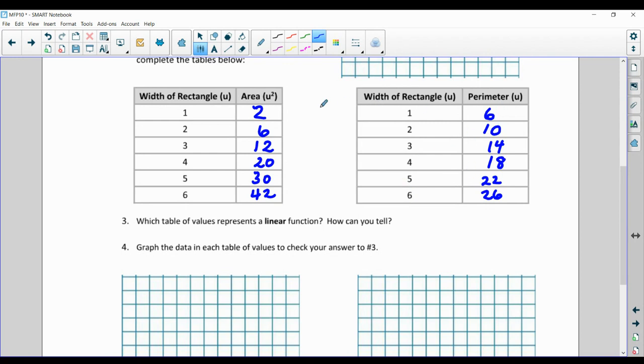On the second column here, we're going up by 4, then 6, then 8, then 10, then 12. Here we're going up by 4, then 4, then 4, then 4, then 4. So which one seems like it has a steady increase is the perimeter one. So I'm going to type that down as our guess, and then what we're going to do is check it when we graph.